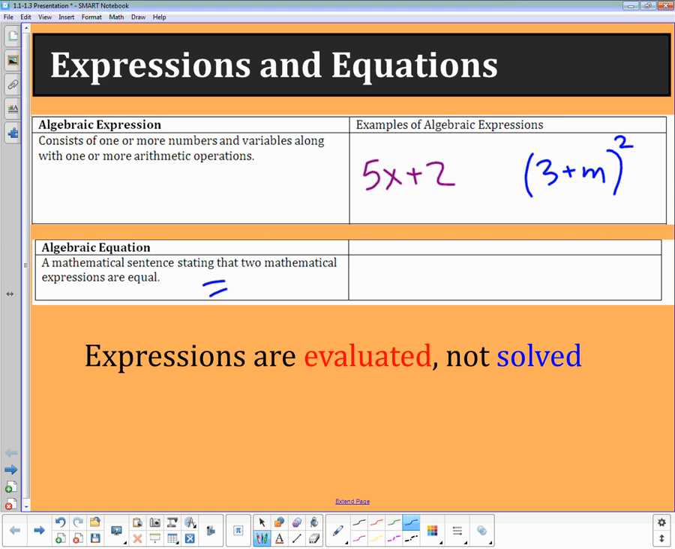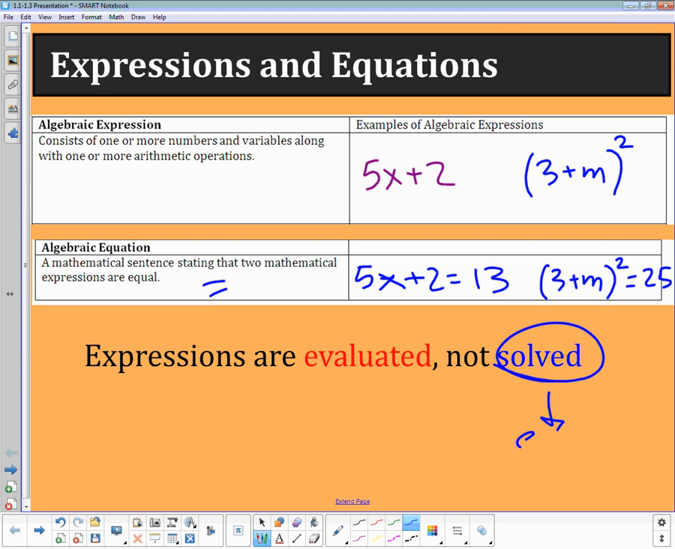An algebraic equation is a mathematical sentence stating that two expressions are equal. So now we'd have something like 5x + 2 = 13, or (3 + m)² = 25, something to that effect. So expressions are evaluated, equations are solved. When we get into solving, that's where we have an equation.